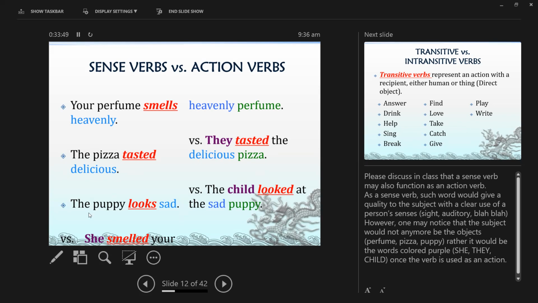Okay, another example. Wait lang. Bakit parang may mali sa PPT? I feel like yung program kasi ng laptop, hindi siya akma dun. I mean, it should be: your perfume smells heavenly, versus she smelled your heavenly perfume. Ayan, gets niyo ba? So, eto, kaduktong siya nito.